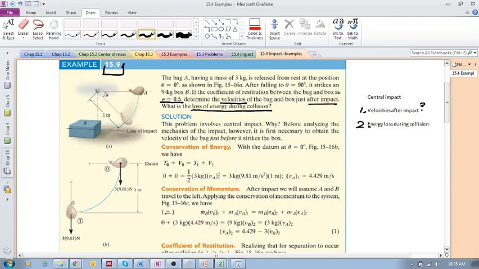Well, the first thing we need to see, remember earlier on we spoke about central impact and oblique impact. I'm going to touch on oblique impact after I've done a few central impact problems. Then we will look at oblique impact problems. But the first thing we need to see is that this is a central impact problem. Why is that? Because the direction of motion of the mass centers are along the line of impact.